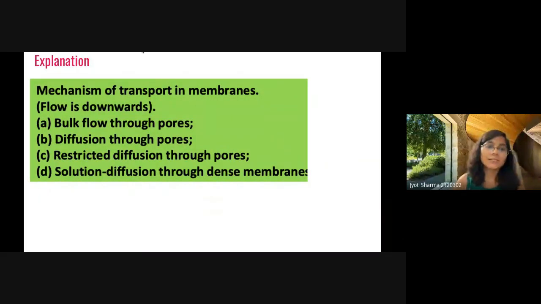Just see here, the mechanism of transport in membrane. We may have bulk flow through the pores. We may have diffusion through the pores. We may have restricted diffusion through pores. But solution diffusion can occur through a dense membrane. So that's how that D answer is the right one. Is it clear why A is not right, but D is right?